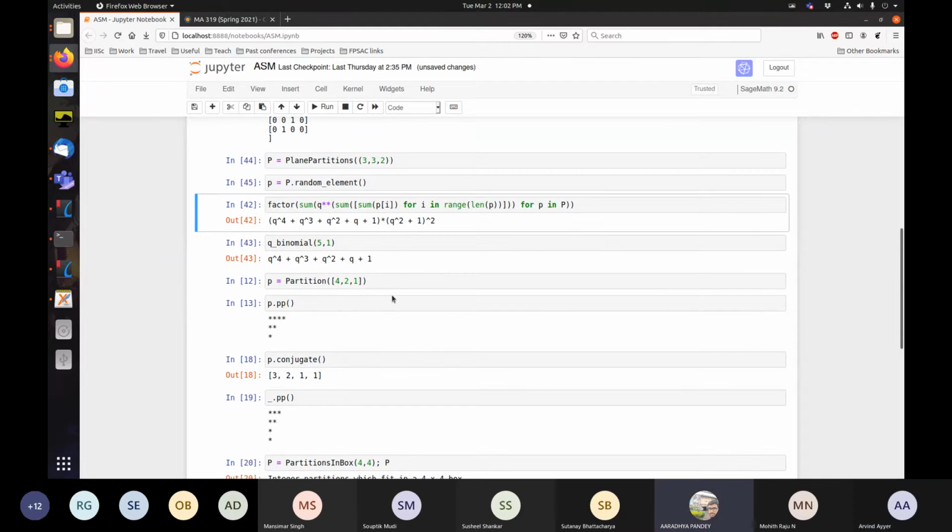Sir, what is LENP here? Length P or what? Yeah, len is length, the standard command for that.